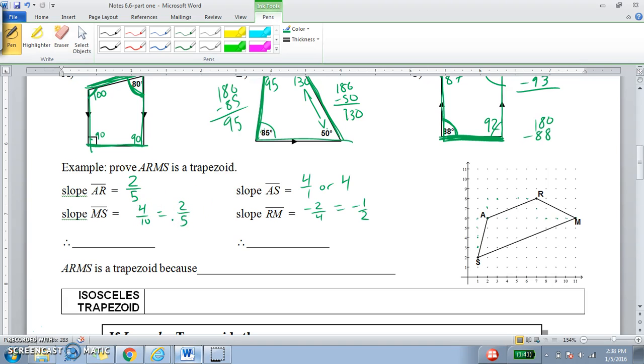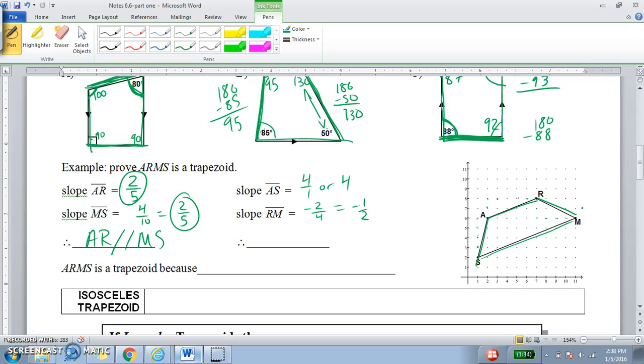So in order for two lines to be parallel, they have to have the exact same slope. So we want one of these pairs of sides to be parallel. It looks like AR and SM are probably parallel. And if we look at the slope, 2 over 5 is the same as 2 over 5. So AR is parallel to MS.